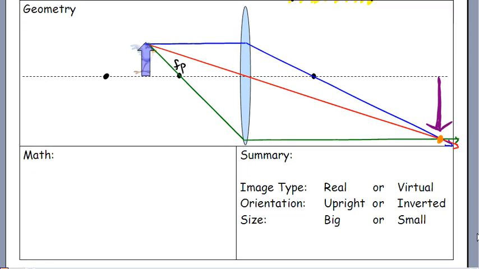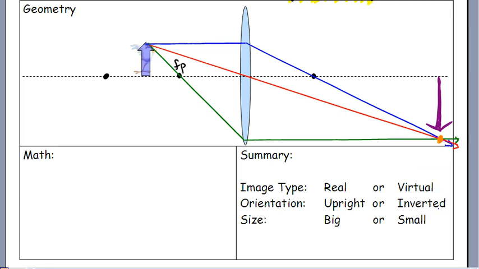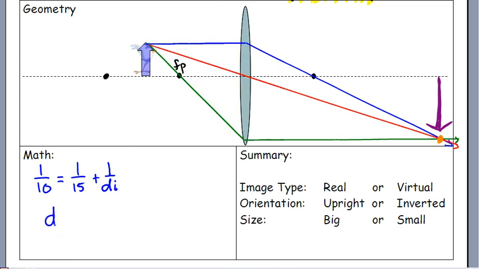Okay, let's check out the math. See what the math says. So we're going to go with 1 over 10, it was a nice lens, equals 1 over 15 plus 1 over DI. All right, should be able to do that pretty quick. 10 gets flipped, minus 15 flipped, flip it back, 30. Okay, so the image distance way down the road, positive 30.